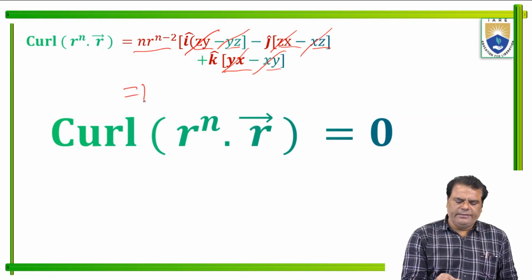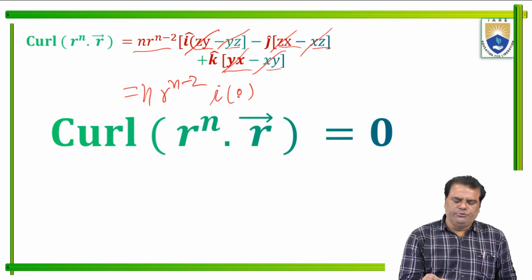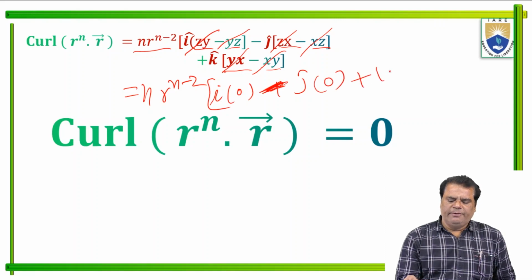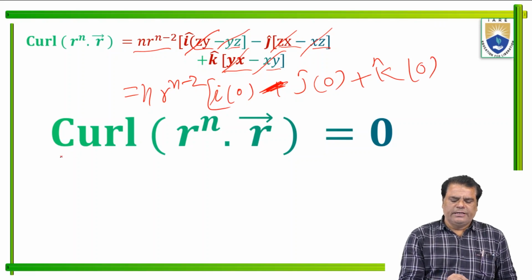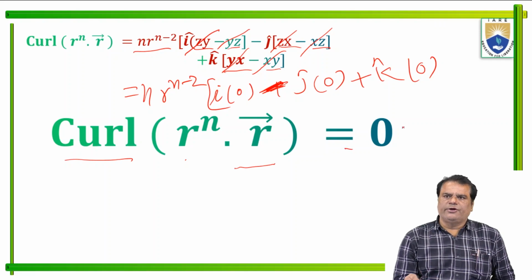So here we get n r to the power n minus 2 times i into 0, minus j into 0, plus k into 0. So the total result is curl of r to the power n times vector r equals 0. So this problem is proved.